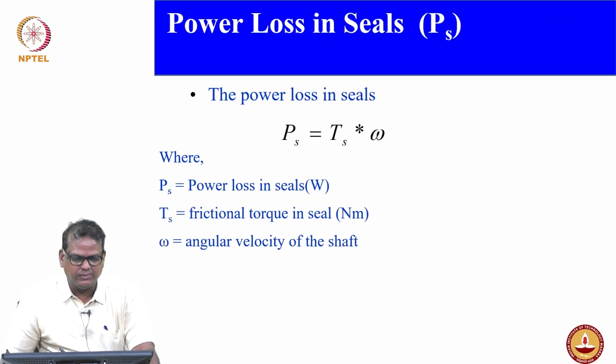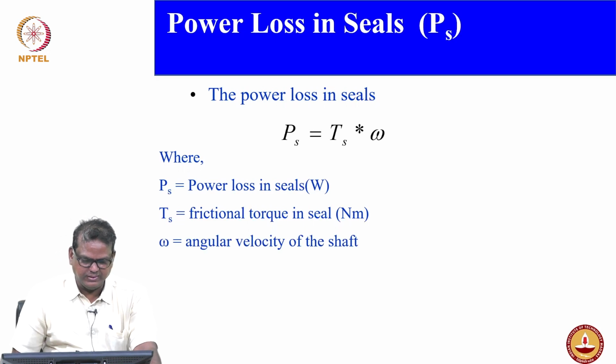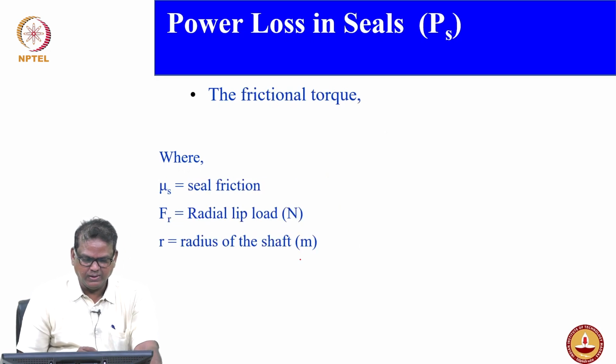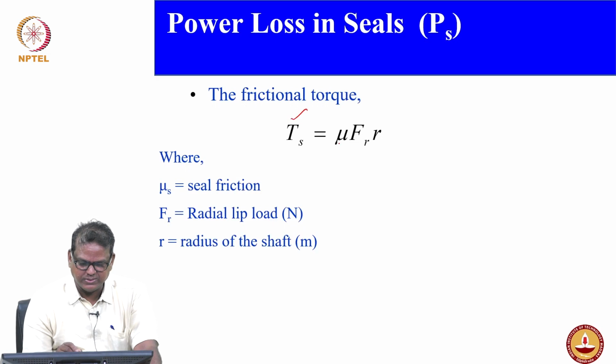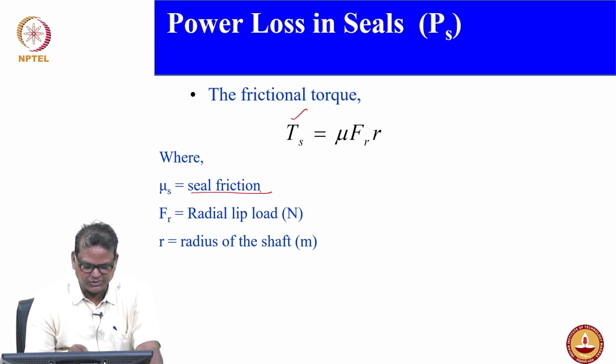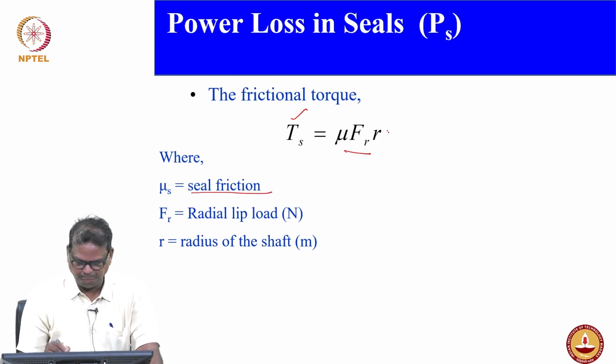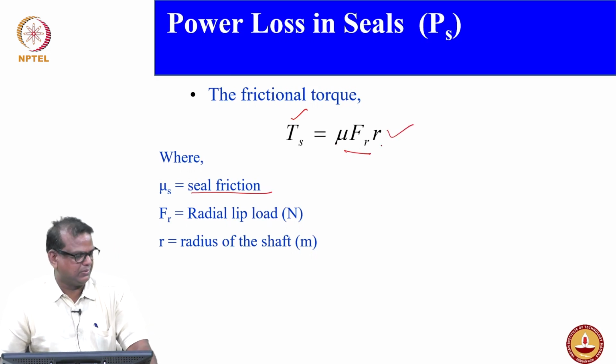Finally, we come to the power loss in seals. You can see that PS equals TS times omega, where TS is the frictional torque in the seal and omega is the angular velocity of the shaft. TS depends on mu times Fr times R, where mu is the seal friction, Fr is the radial lip load, and R is the radius of the shaft. So, a standard equation for a frictional torque aspect.